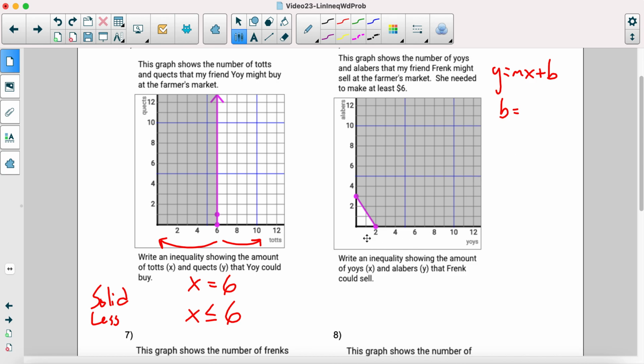B, in this case my y-intercept, looks to be 3. All right, my slope, what do we have? Rise over run, right? So -3 divided by run, which is 2. Okay, so the equation for my line here is y is equal to -3/2 x plus 3.